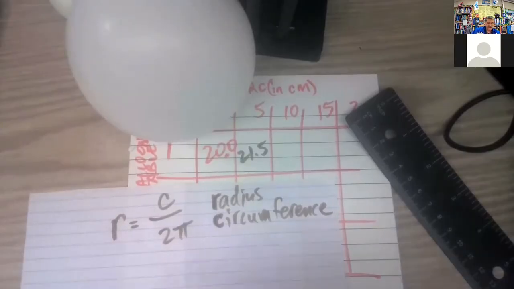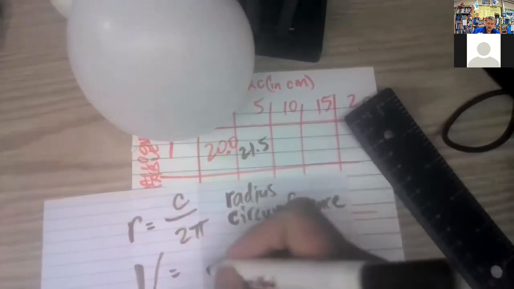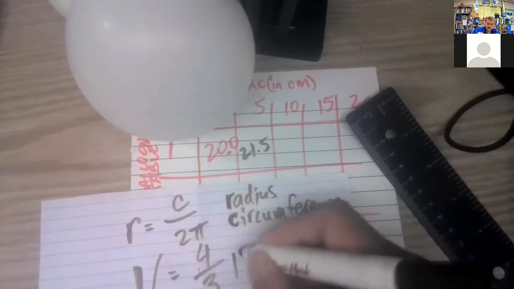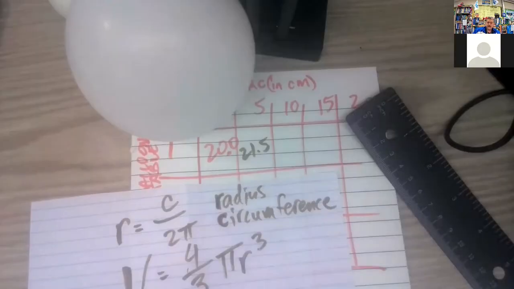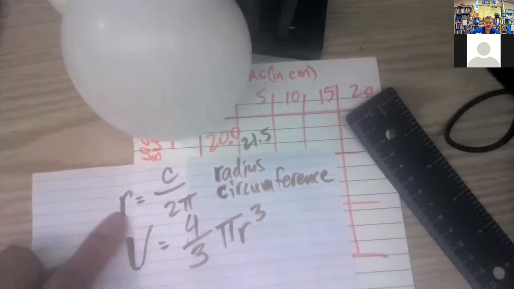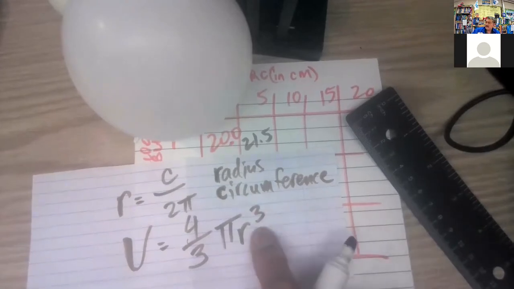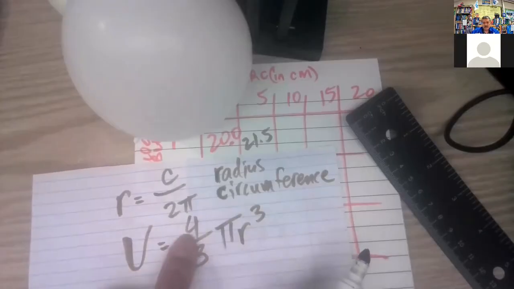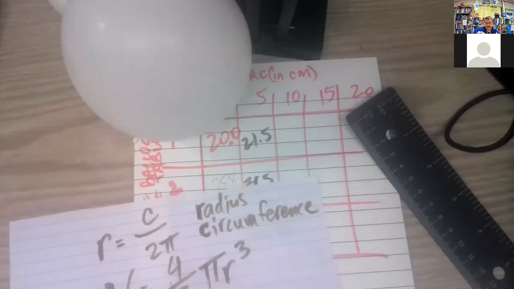Once you get R, the volume is going to be equal to 4/3 pi R to the 3rd power. So once we get this number here, I'm going to plug it in there, multiply it by itself 2 more times, 3 times all together, times pi, times 4, divided by 3. That's where you get the volume of all the measurements that we get here.